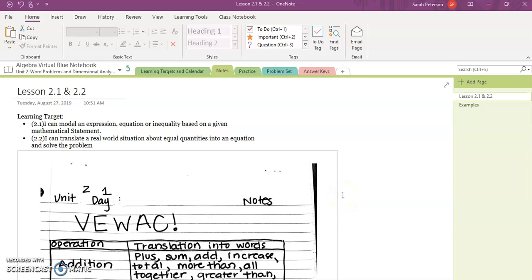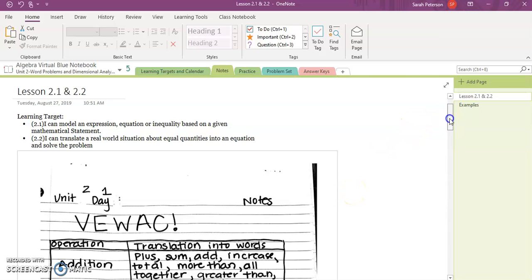All right, so this is our unit on word problems, and I'm going to talk you through the first two learning targets of the unit. It's all about modeling word problems through equations, so just keep that in mind. The first learning target is: I can model an expression, equation, or inequality based on a given mathematical statement. And the second one is: I can translate a real-world situation about equal quantities into an equation and solve the problem.